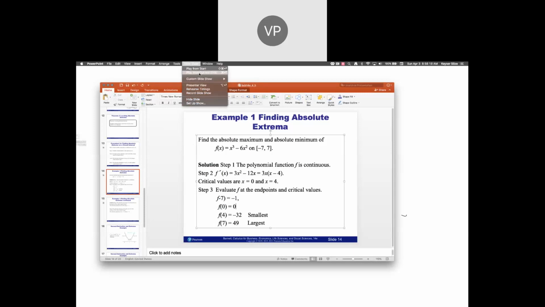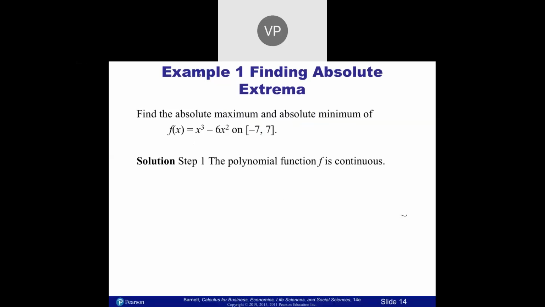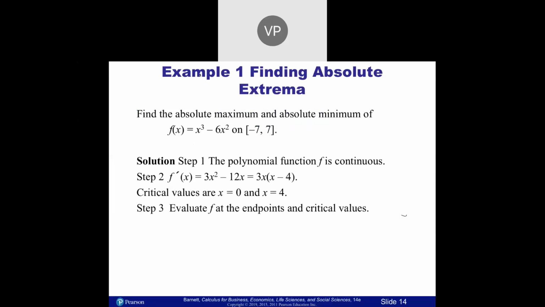And like I said a couple times, every now and then you're going to get a PowerPoint that's got a little error from the publisher. They make mistakes. Not a big deal. Okay, so f of -7, pretend there's a parenthesis there, equals -1. F of 0 is 0. F of 4 is -32. And remember, for all these, we're plugging these values into the original function.